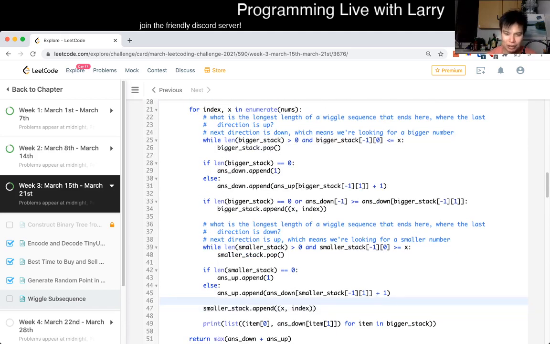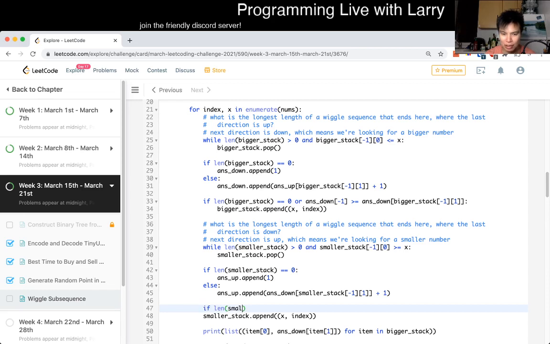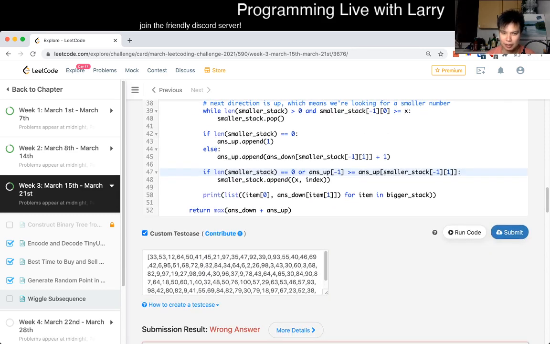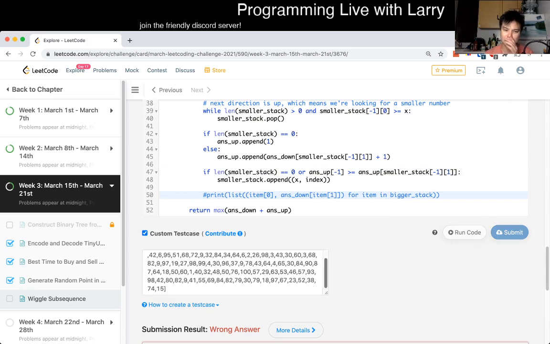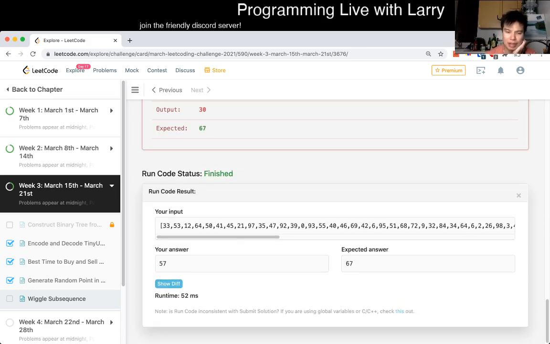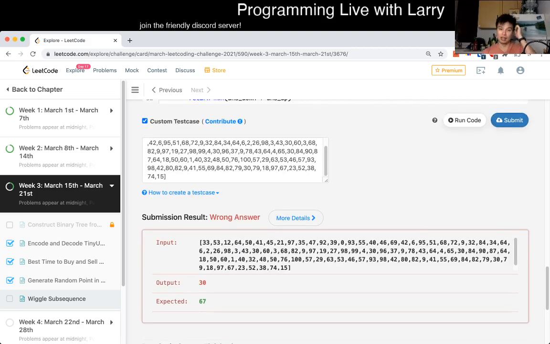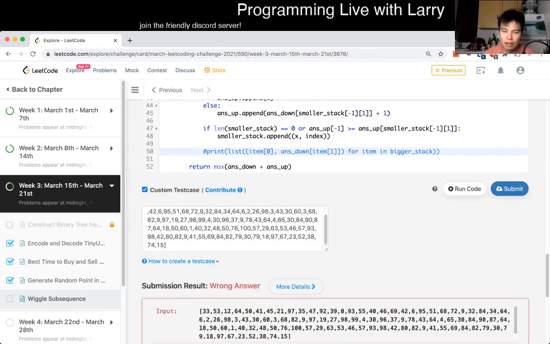So let's also put this here then, just for symmetry's sake, and also because it would be more correct. Hmm. 57. So this is definitely the improvement that we're looking for, but it's still clearly not the right answer. That's not great.